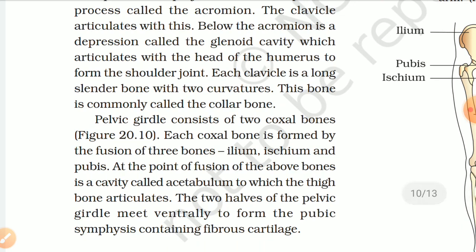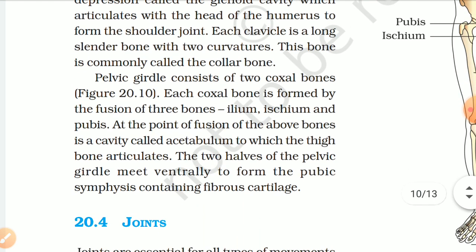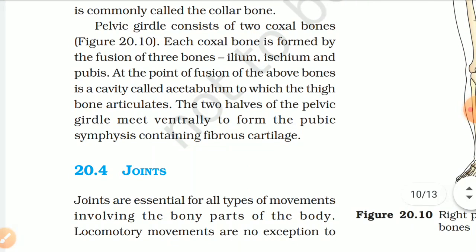Pelvic girdle consists of two coxal bones, Figure 20.10. Each coxal bone is formed by the fusion of three bones: ilium, ischium and pubis. At the point of fusion of the above bones is a cavity called acetabulum, to which the thigh bone articulates. The two halves of the pelvic girdle meet ventrally to form the pubic symphysis containing fibrous cartilage.